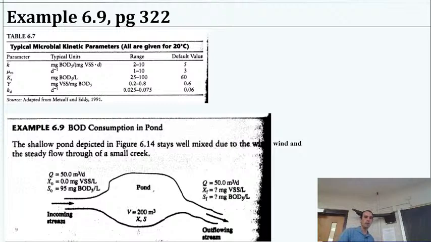And then this problem says we've got a shallow pond depicted here, and it says well mixed due to wind and steady flow through of a small creek. I think I have the problem text on the next slide, but essentially what it's going to ask is what is the final concentration of X and the final concentration of S. So how much bacteria grow in this scenario and how much substrate was consumed in this system. Okay, so I'm going to give you a little bit of time to take a look at and think about how you might approach it. This is a complicated one, and we're going to have to do a couple different mass balances for it. But we'll work through it together. I'm going to give you some time to think about it first.